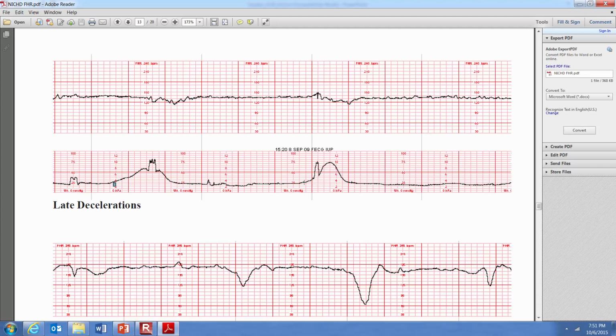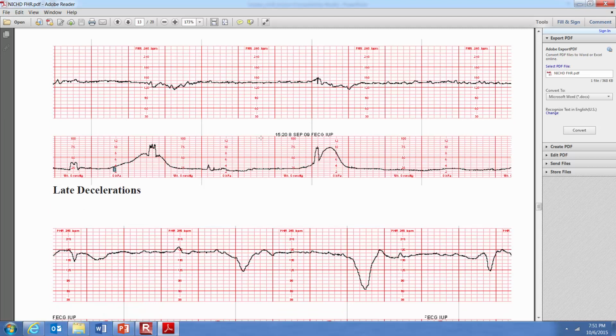Same here. Our contraction starts here. Let's drive up. No decel, no decel, no decel, no decel. Oh, here we have the decel starting. And here we have the peak of the contraction. So that's late. All right, that's a late decel. That means uteroplacental insufficiency. Please help your baby.